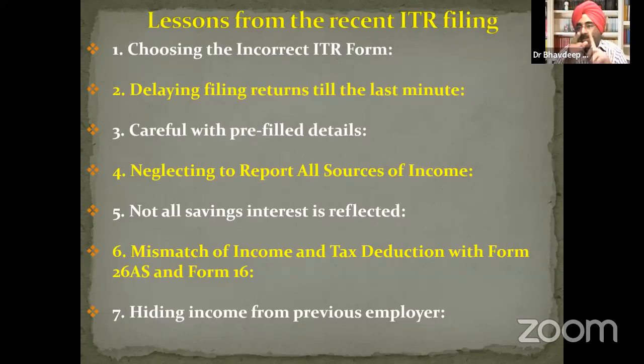But the things it contains are: your shares sold, capital gains, your shares bought, your mutual funds sold, your mutual funds bought, and your property details, if those are above 30 lakhs of sale. It includes all that. It includes dividend income also. It includes your bank interest also.